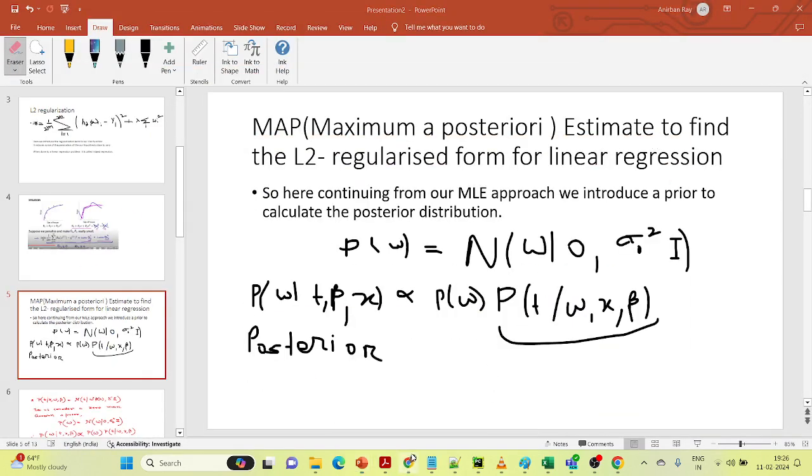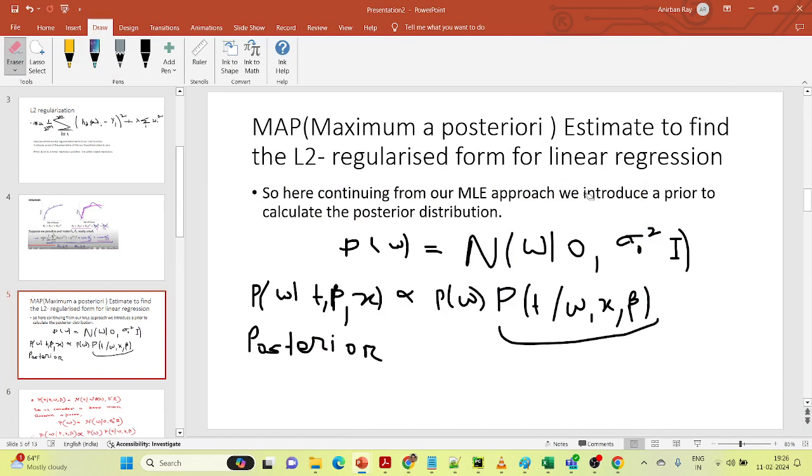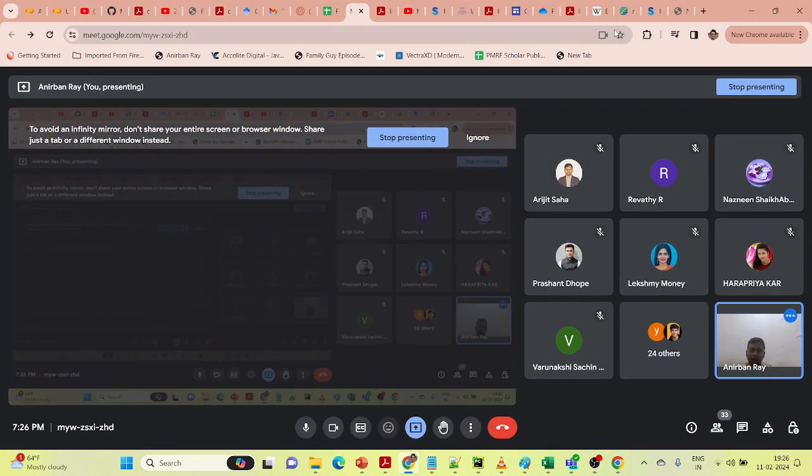Any doubt up to this? No doubt. Okay, so the idea is that using this, we can get to a regularized, more robust linear regression which does not overfit on a higher dimension of parameters. Let me explain how.